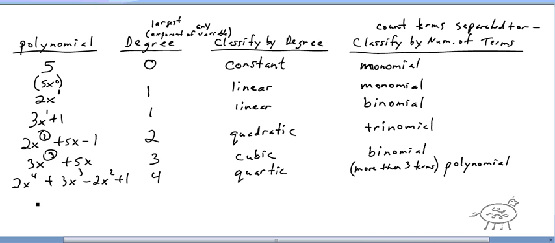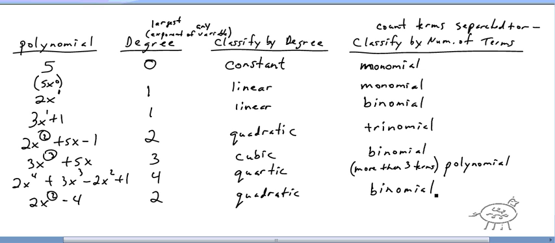Let's try another one here. 2x squared minus 4. Okay, so the degree is 2 because of that 2 right there. It's a quadratic. And it's a binomial.